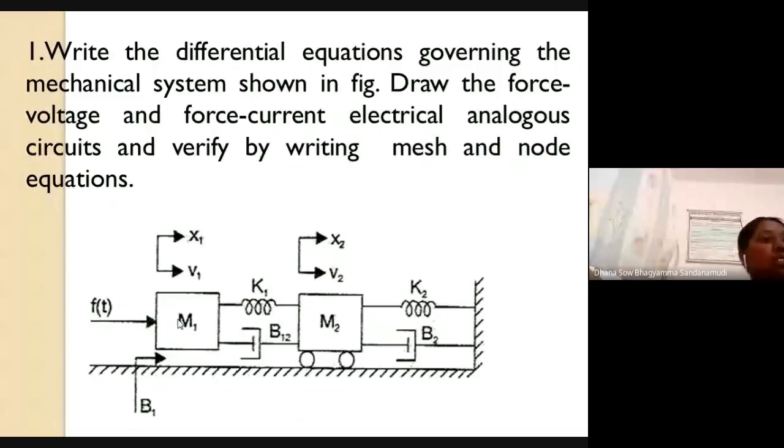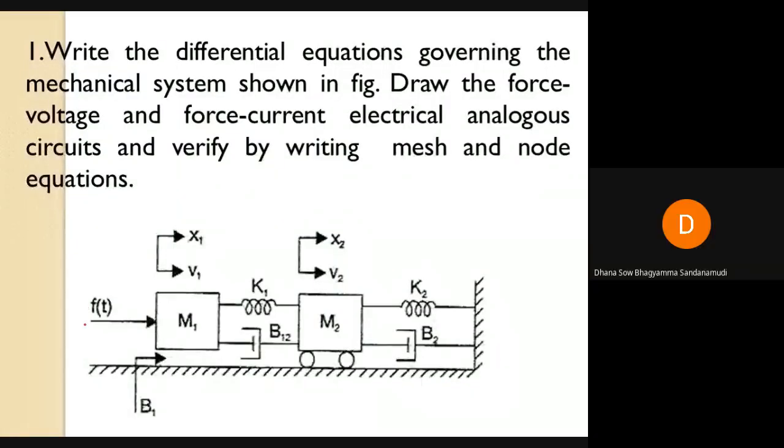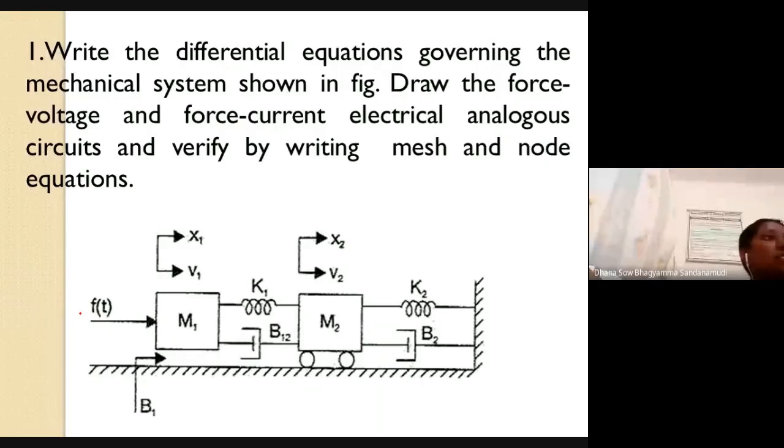Okay, I am drawing the circuit here itself so that it is easy for you to understand. I am taking a pen. Here f of t is analogous to I of t, so I will draw a current source I of t.